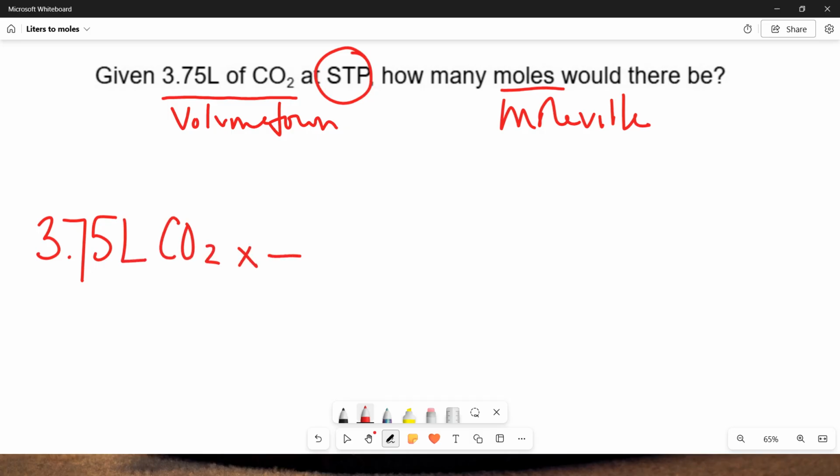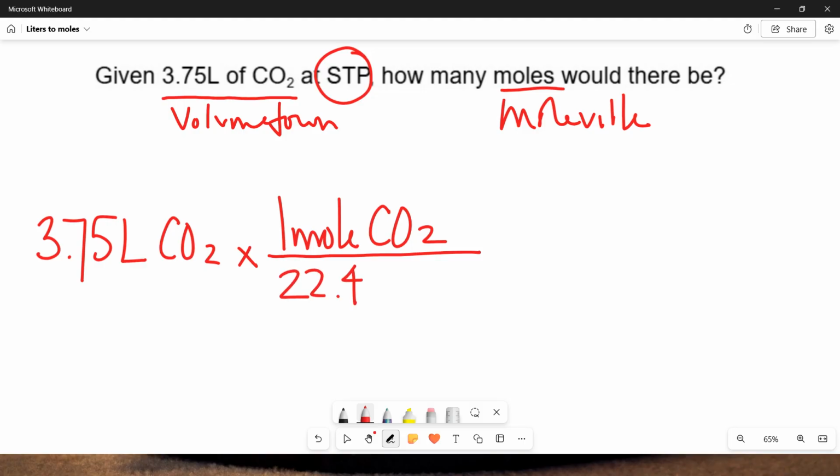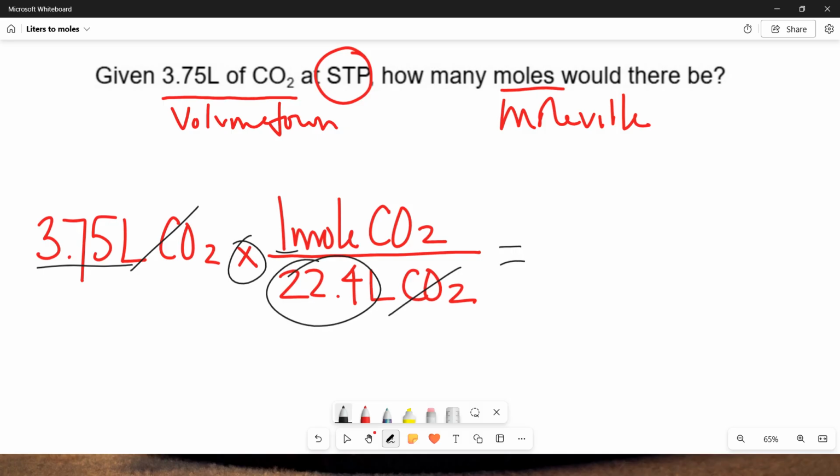And the up arrow between Volume Town and Moleville says to multiply by 1 mole of CO2 per every 22.4 liters of that CO2. Notice that liters of carbon dioxide cross out with liters of carbon dioxide. Take your 3.75, multiply by 1, divide by 22.4, and we get 1.67 moles of CO2. And that is how we convert units of moles.